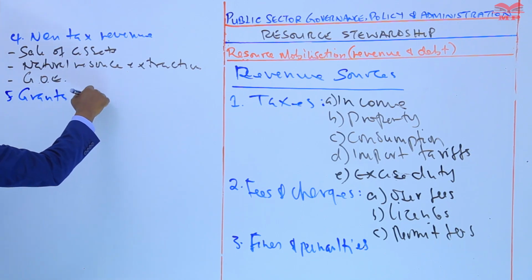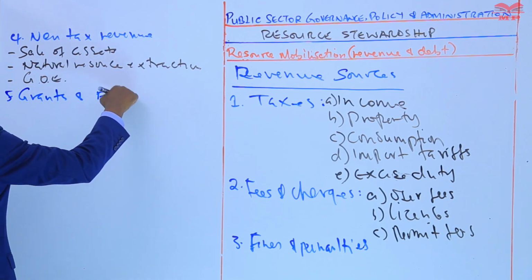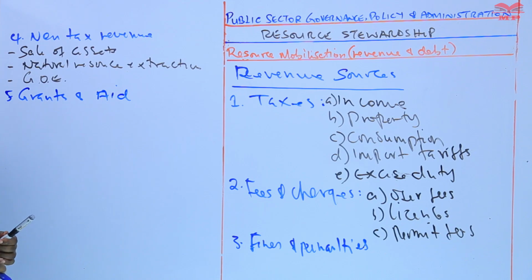Then we have grants and aid. This is yet another source of revenue for the government. Governments may receive financial assistance from international organizations or other countries for specific projects or programs. So these are 5 main sources of revenue for the government. Revenue. Then let's move on to debt.